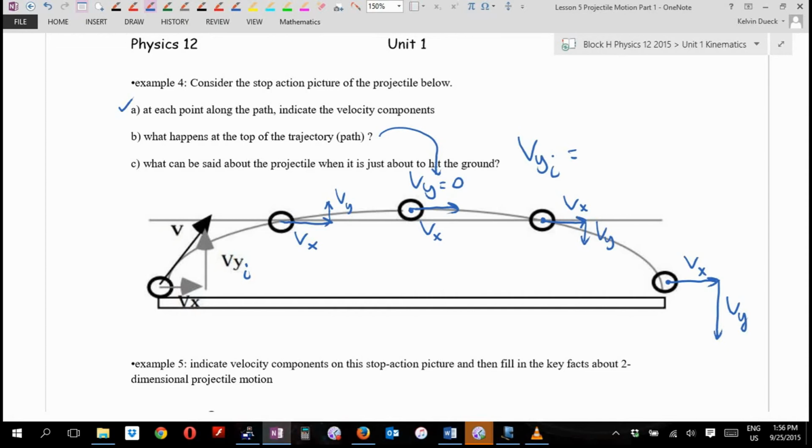I have to be fussy: almost the same, except in other words, if you launched it upwards with an initial vertical velocity of positive 12 meters per second, you know what you're hitting the ground at? Negative 12 meters per second. What goes up must come down.